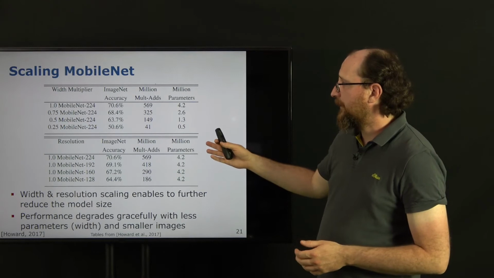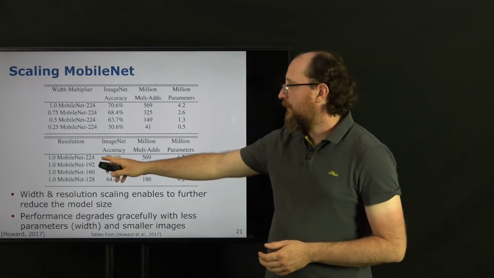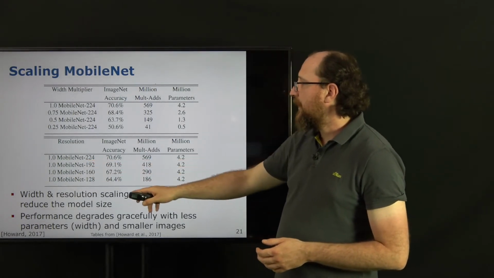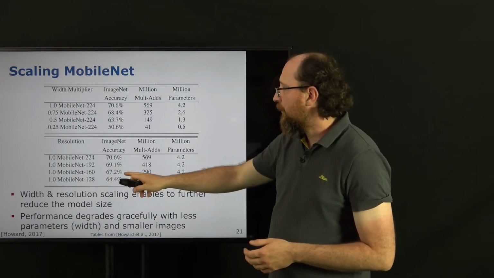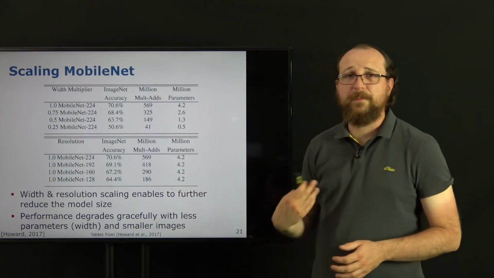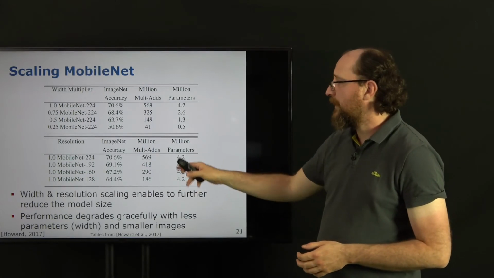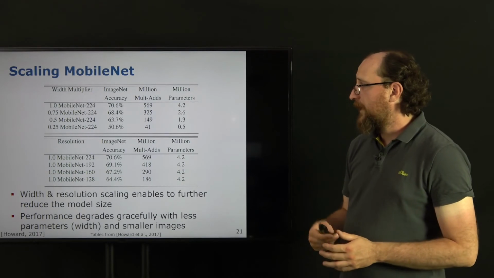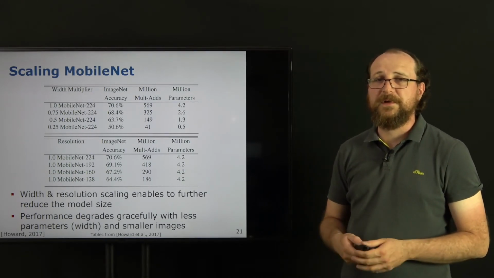And the same we can do for the resolution. So instead of using the 224 pixel images as input, we can use smaller versions of these images. Then the accuracy is dropping, but what is important is that the number of operations that we are using is reduced. The parameters stay the same because the convolutions are the same that we are applying in the end. And so the performance degrades gracefully with fewer parameters.